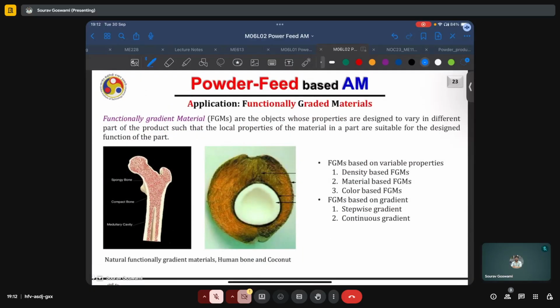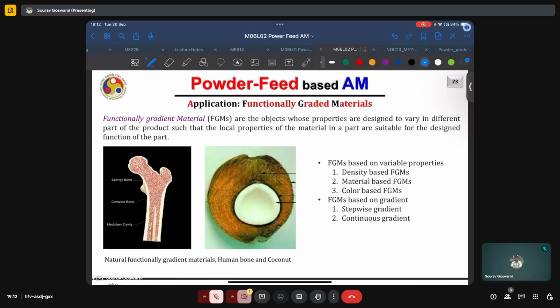And we again encounter functionally graded materials, which are objects whose properties are designed to vary in different parts of the product such that the local properties of the material in a part are suitable for the desired function of the part. It's a biomimetic concept which has been borrowed from nature. Here we have the example of human bone, which is very hard on the outside but soft on the inside. The density varies as a function of distance as we move from, say, outer to inwards of the bone. And we also have the example of coconut, which is very hard on the outside, soft on the inside, and has water at the center.